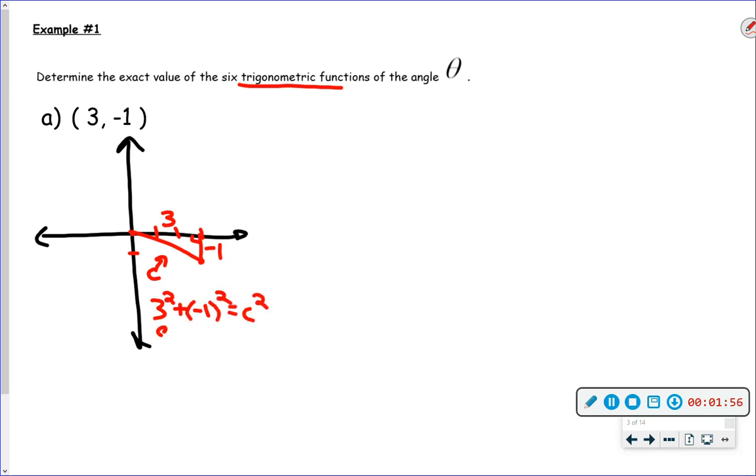We can find the missing side here, the hypotenuse, with Pythagorean theorem. So I'm just going to calculate it out. 3 squared 9, -1 squared 1. We're going to add that up. And then we'll square root each side so we get the square root of 10. And I'm just going to label, because I don't know the angle theta, I'm just going to call it theta for right now.